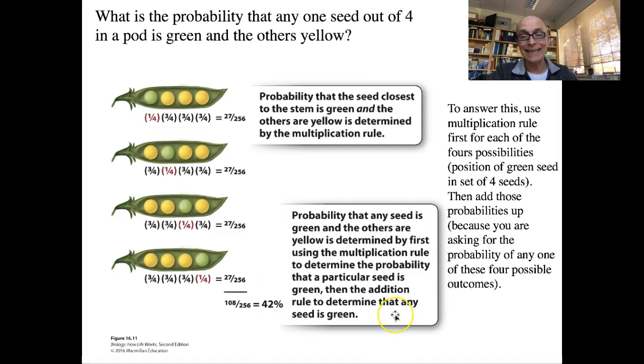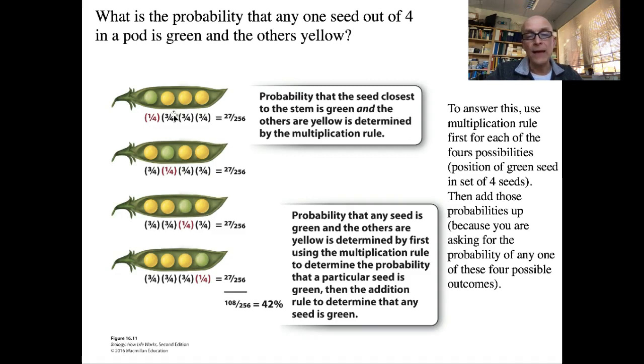The probability that any seed is green and the others are yellow is determined by first using the multiplication rule and then using the addition rule here to determine that probability. So I say here, to answer this, you use the multiplication rule first for each of the 4 possibilities, then you add those probabilities up because you're asking for the probability of any one of these 4 possible outcomes. That's why you're adding them. All right, so that's a way how you can use 2 rules that the book tells you about, the multiplication rule and the addition rule.